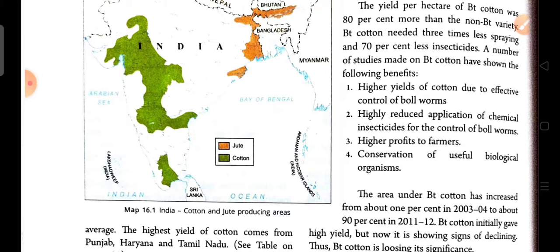By the use of the BT cotton, there are higher profits to the farmer. So from the use of the BT cotton, the farmer gets a higher profit than with the non-BT variety of cotton. The conservation of useful biological organisms: by the use of the BT cotton, the conservation of useful biological organisms is also done.